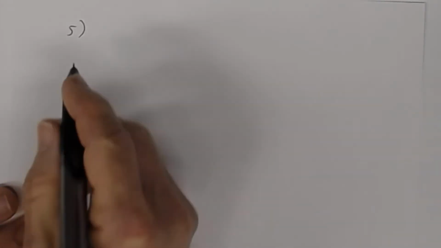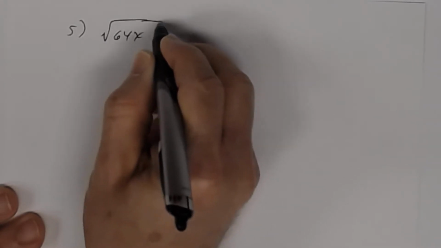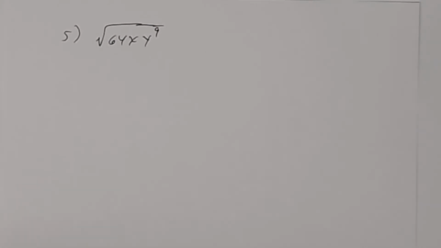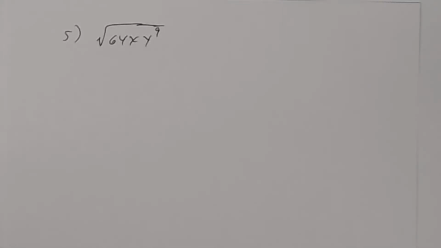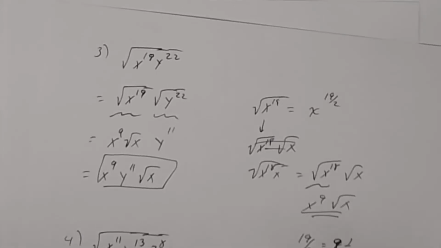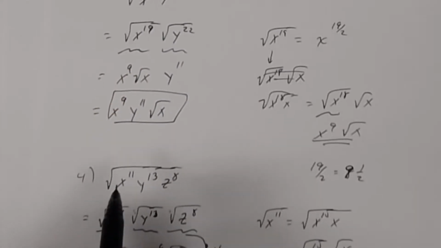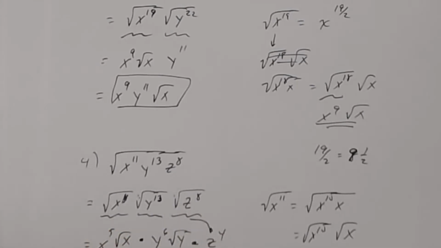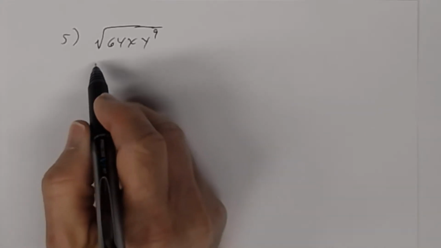All right, number 5, we have the square root of 64 x y to the 9th. Square root of 64 x y to the 9th. Okay, so this time you see there's a coefficient other than 1. All these others had coefficients of 1. So you can think of this as a 1 times x to the 19th, y to the 22nd. 1 times x to the 11th, y to the 13th, z to the 8th, and so on. Okay? So it's a very easy process.